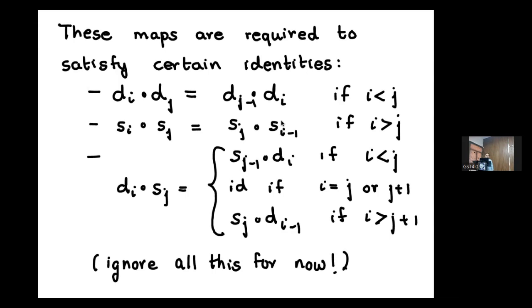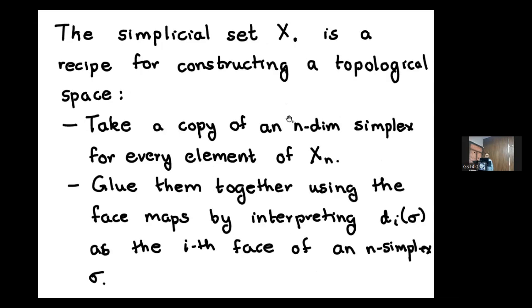But anyway, now that I have got all this data, can I do some geometry with it? Yes, you can do geometry with it because it is supposed to be a geometrical object to begin with. As I said, this is meant to be a recipe for constructing a topological space. So how do you construct the topological space? For every element of Xn, you take a copy of an n-dimensional simplex. Then you glue them together using the face maps, by interpreting di.